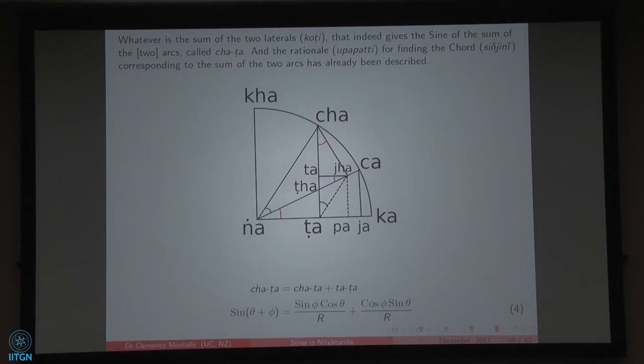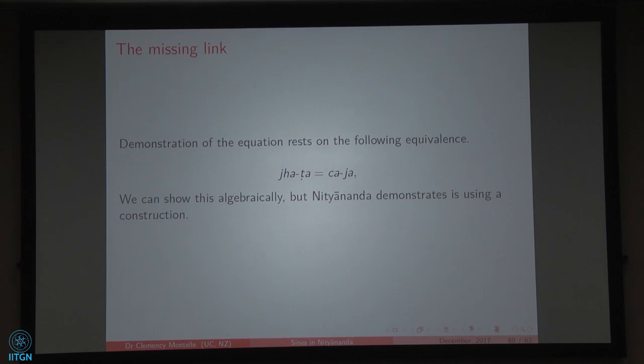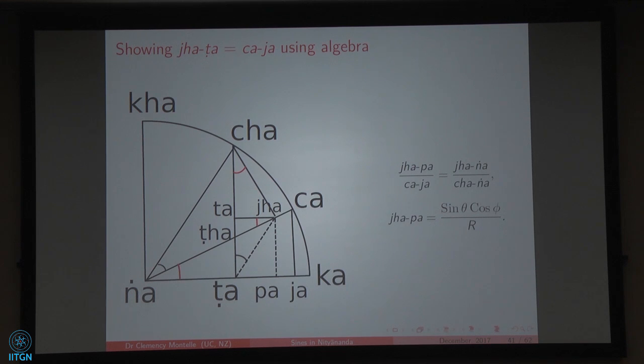And the reason I'm bringing this out, this one little bit here, is that this ja-ta is equal to cha-ja. Working with my colleagues, Professor Raman and Reverend Damaloka, we were really confused by this, why this line here should be equal to cha-ja here. But Nityananda tells us later on, and he tells us by means of a construction.